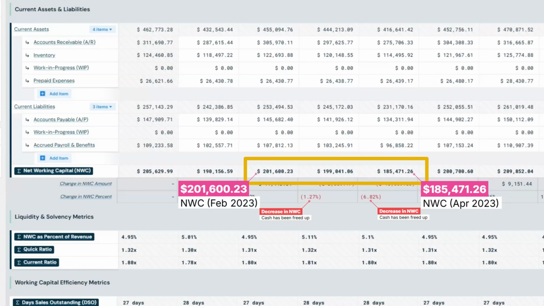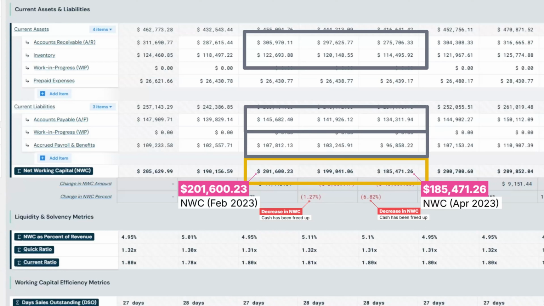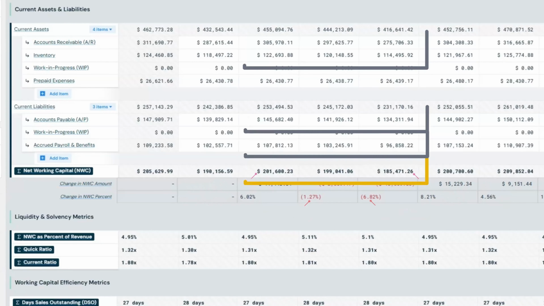And here's why. Even though both current assets and current liabilities come down over this period, current assets decline faster. Specifically, accounts receivable and inventory fall more sharply than accounts payable and accrued payroll and benefits, which reduces the net amount of cash tied up in operations.